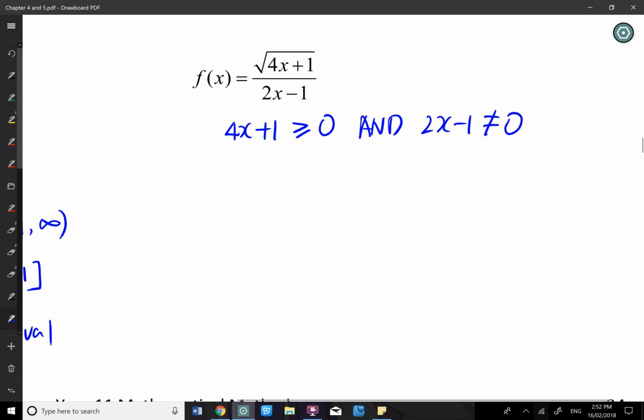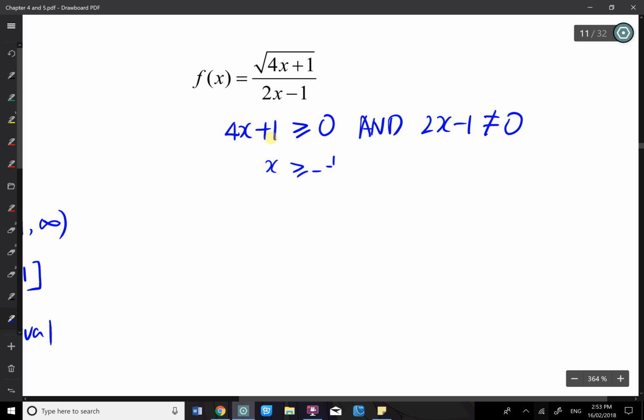Let's have a look at the last one. 4x plus 1 greater than or equal to 0 and 2x minus 1 not equal to 0. Now the square root is on the numerator. I don't care whether it's 0 or not. 0 for the numerator is fine. So 4x plus 1 can now be equal to 0. But what can't be 0 is 2x minus 1. So what we will have is x greater than or equal to negative a quarter and x is not a half.